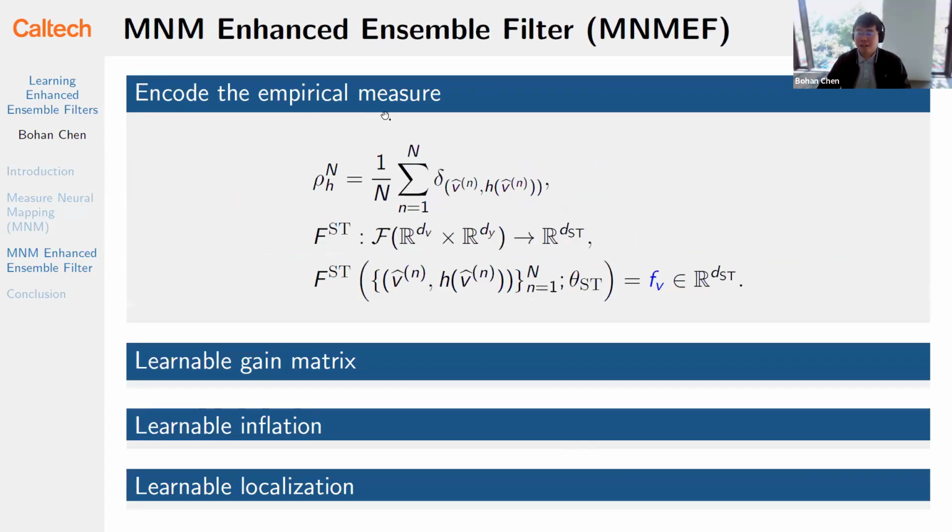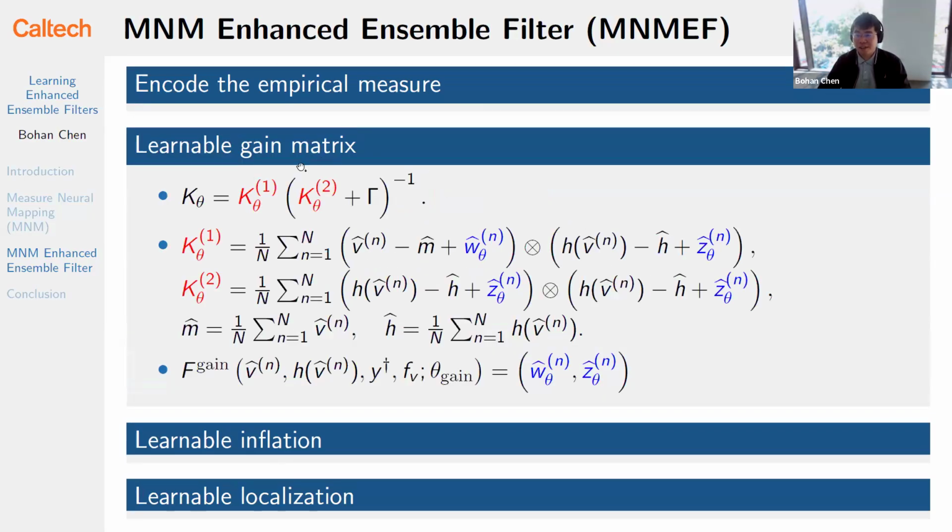So here is the detailed design of our MNM-enhanced ensemble filter. Firstly, we encode the empirical measure by the Set Transformer. It looks like this. Here, the empirical measure, or the set of ensemble, becomes a fixed-dimensional feature vector. We call it FV.